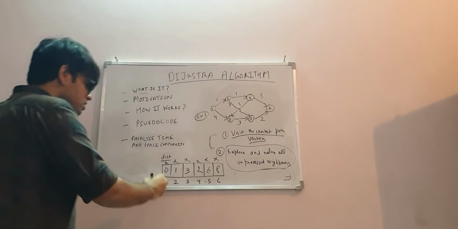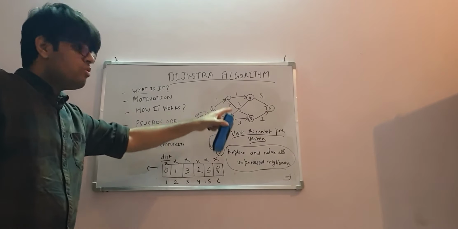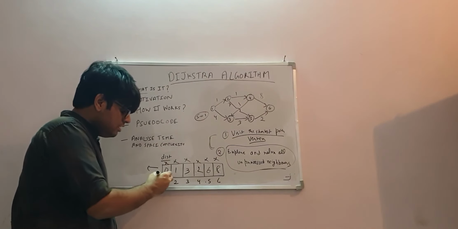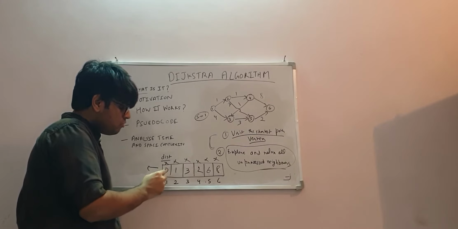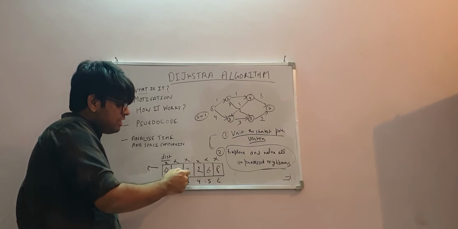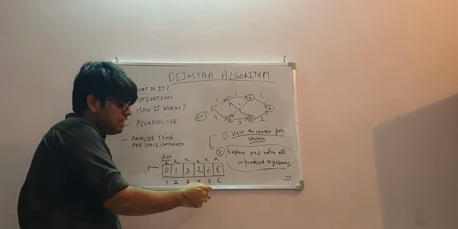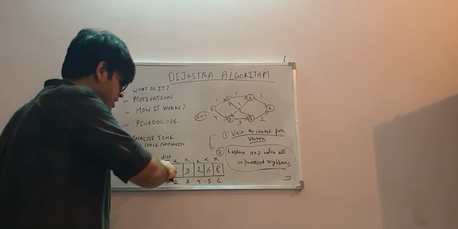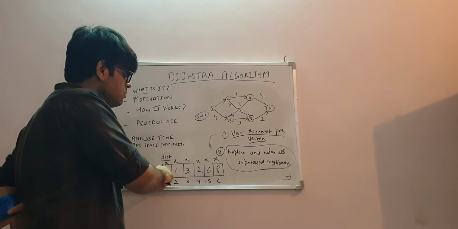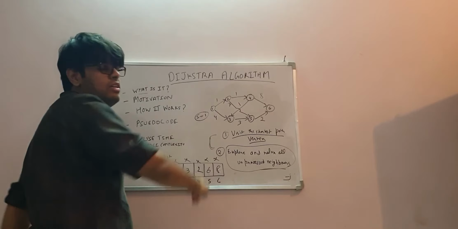So this is your final distance array that you receive once you are done processing or simulating Dijkstra's algorithm. So what does this tell you? That the distance from the source node 1 to vertex 2 is 1, to vertex 3 is 3, to vertex 4 is 2, to vertex 5 is 6, and to vertex 6 is 8. So basically you have evaluated the shortest path or the shortest cost from the source vertex to all its neighboring vertices.